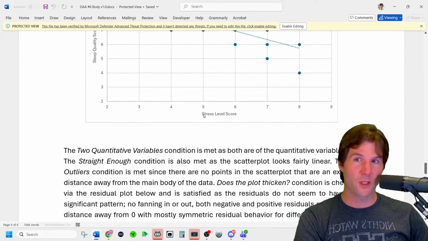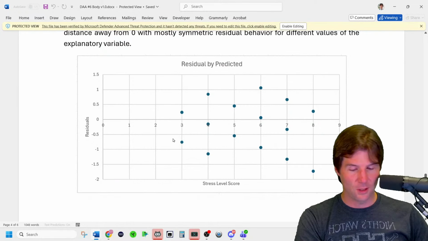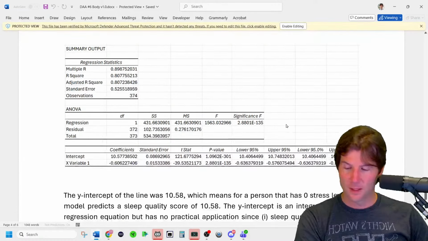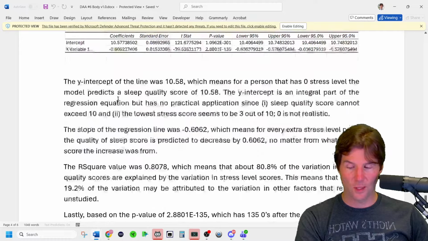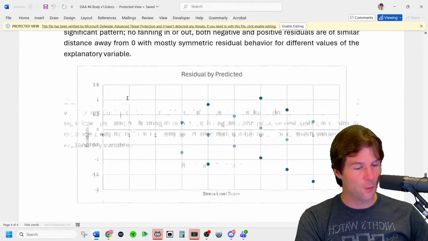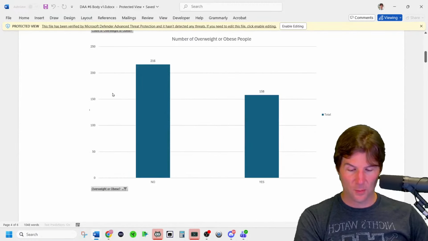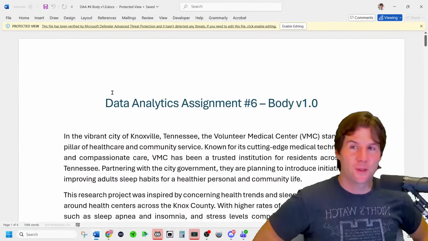80.78% of the variation in quality of sleep is explained by your stress level. Residual plot looks pretty darn good. No real outliers or plot thickening. Nothing too crazy. Whole report from Excel right here with your R-squared and everything. Interpretations of slope and all that good stuff. R-squared is probably one of the most important things on there. It talks through most of this. Here's a bar chart just looking at overweight versus not overweight, just the univariate display. Not that many graphics. So not that much to go through.